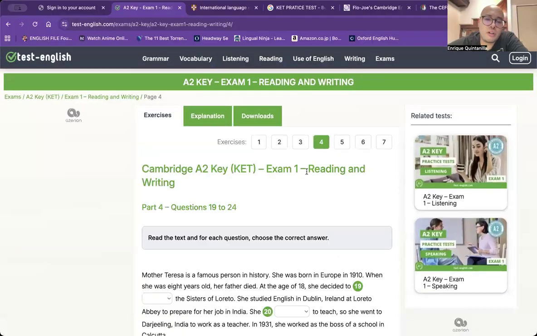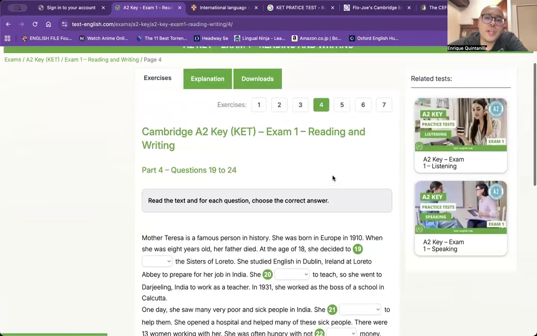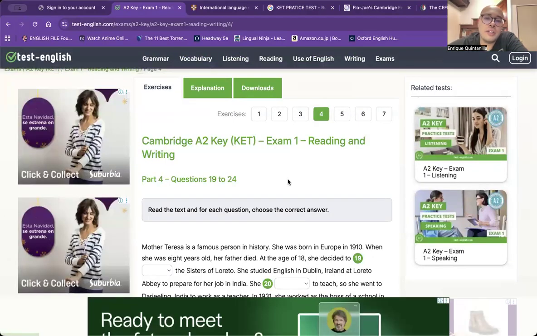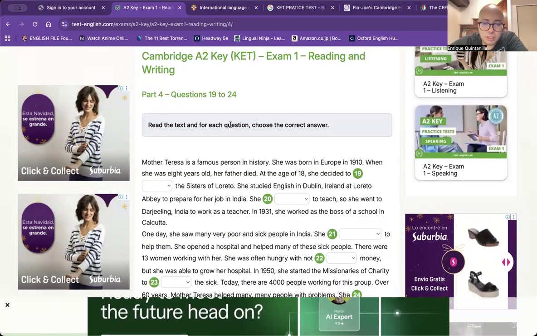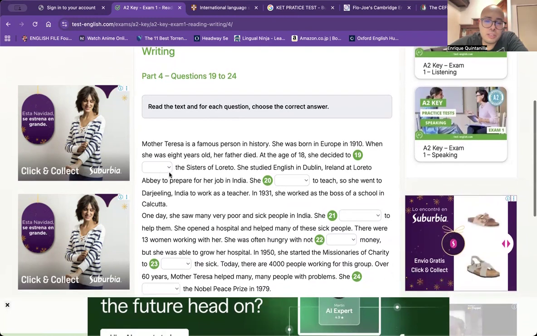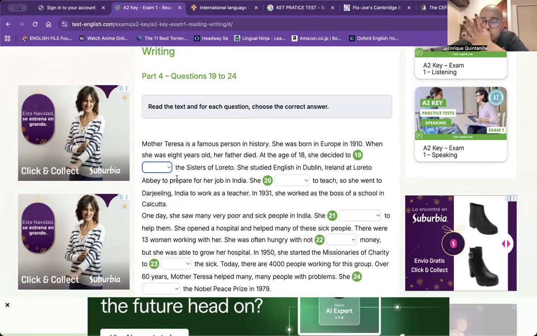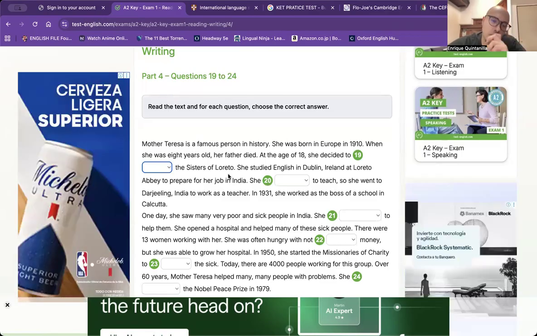So this is the first part of the reading and writing, the first three parts. The fourth part is about reading a text that is missing some words. You have to choose one of the options for each gap. What I recommend, in order to find the correct answer, is to read the previous sentence and the sentence after.